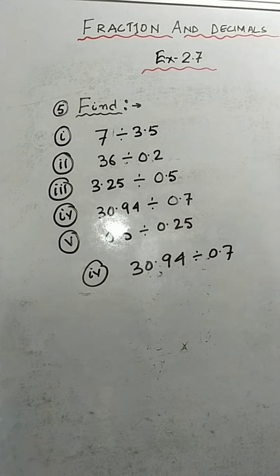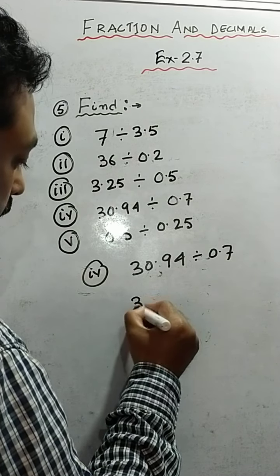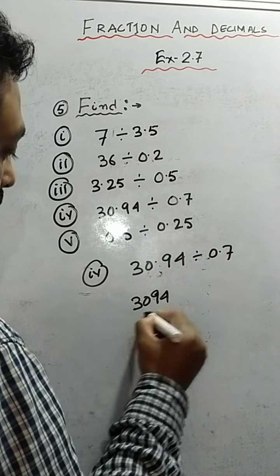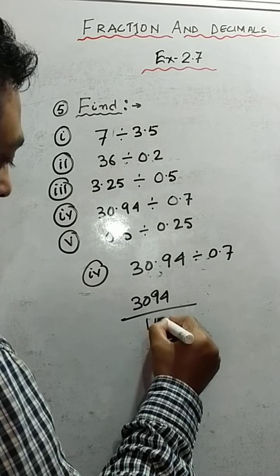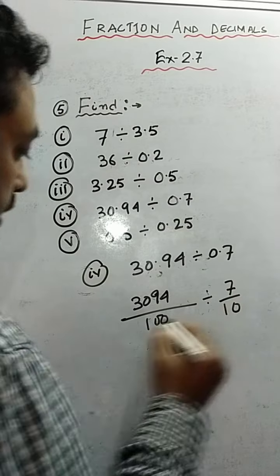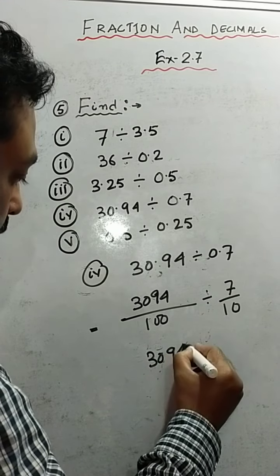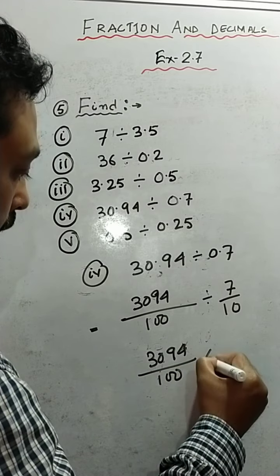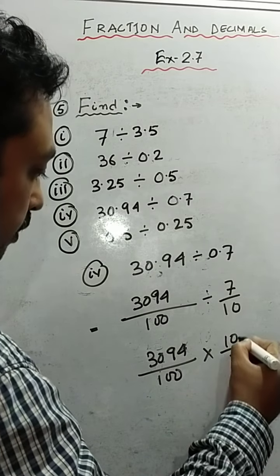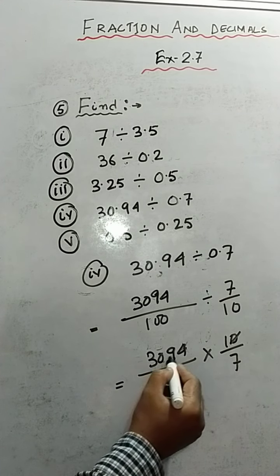Sum number 4, we have 30.94 divided by 0.7. So we'll write 3094 divided by 100. Then we'll put the division sign, 7 upon 10. So now 3094 by 100 into 10 upon 7. We'll reduce this 10 like this, and we'll divide this number 3094 with 7.